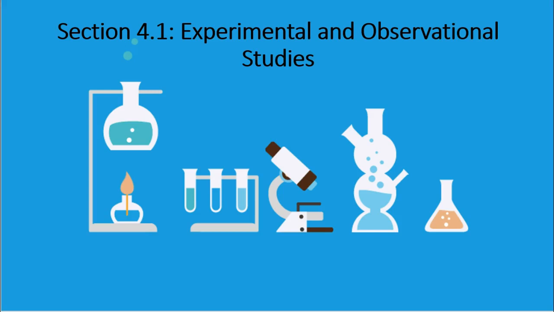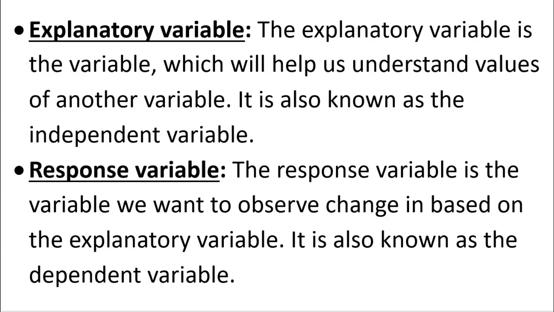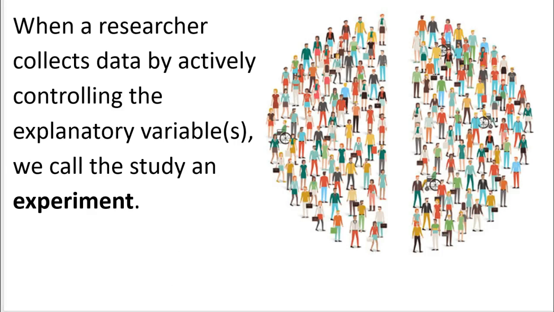In Section 4.1, we're going to talk about experimental and observational studies. Recall the following definitions. Again, it may be worthwhile to revisit Chapter 1. In Chapter 3, we learned about the explanatory variable and the response variable. We will begin by discussing two types of studies commonly employed to collect data.